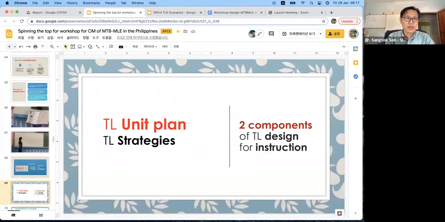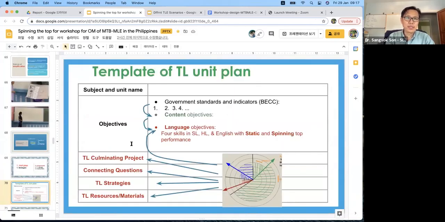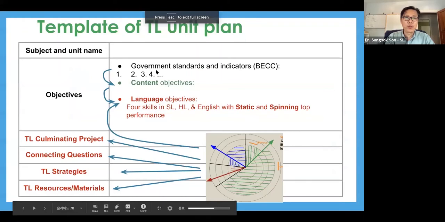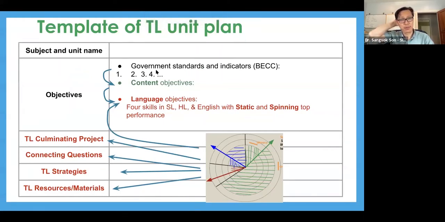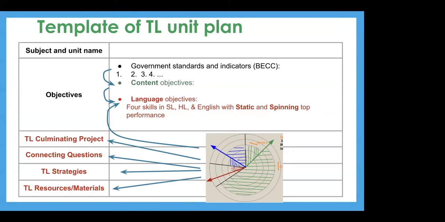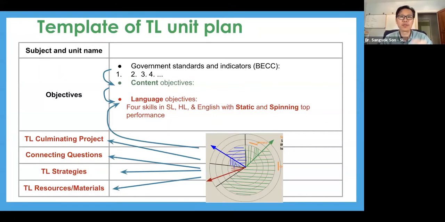Now the design. For design, there are two components: the translanguaging unit plan and the strategy. This is the translanguaging unit plan template. In translanguaging education, we don't have a separate curriculum, whereas MTB-MLE develops its own curriculum. We use the government standard as is, but we add the translanguaging component into the existing curriculum. So the content objective comes from the government standard, but we add language objectives in four skills in the school language, home language, and English, with static and spinning performance. In each language, it's how much they can listen, speak, read, and write.